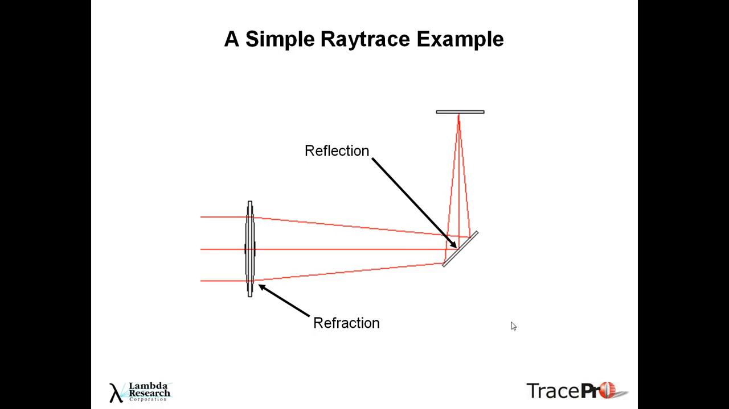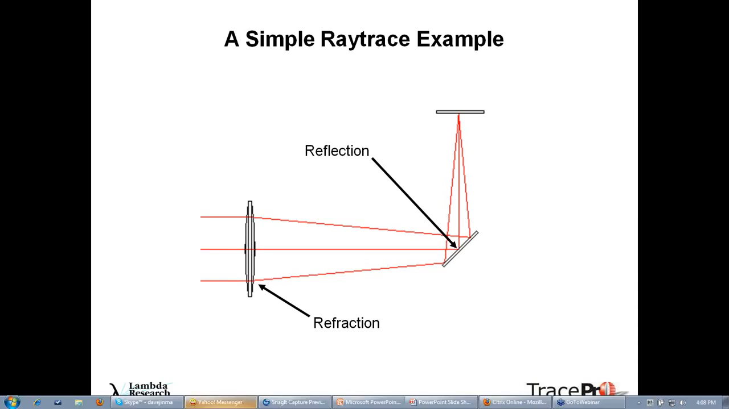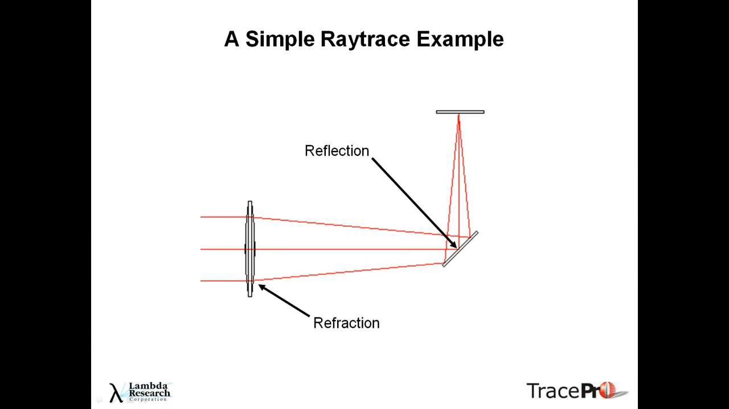So here we see a very simple ray trace. We have refraction through a lens, and then we have reflection off a mirror. There's no losses, no scattering, very simple, the simplest form of a ray trace.